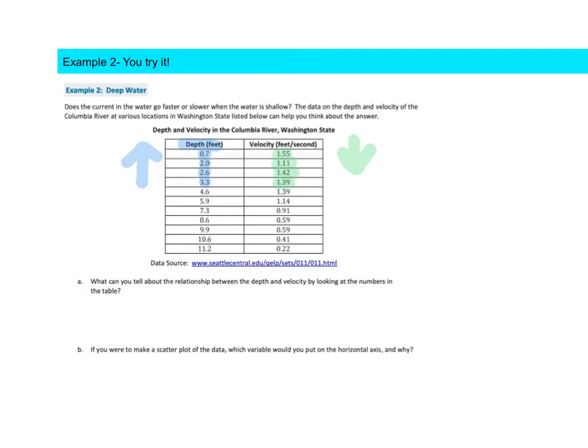So basically, the more shallow the water, the faster. Okay? So that would be your prediction that you need to write down here. And if you were making a scatter plot of the data, what variable would you put on the horizontal axis, which is your x-axis? What do you guys think? So take a second to answer those, and then I'll show you what I would write here.